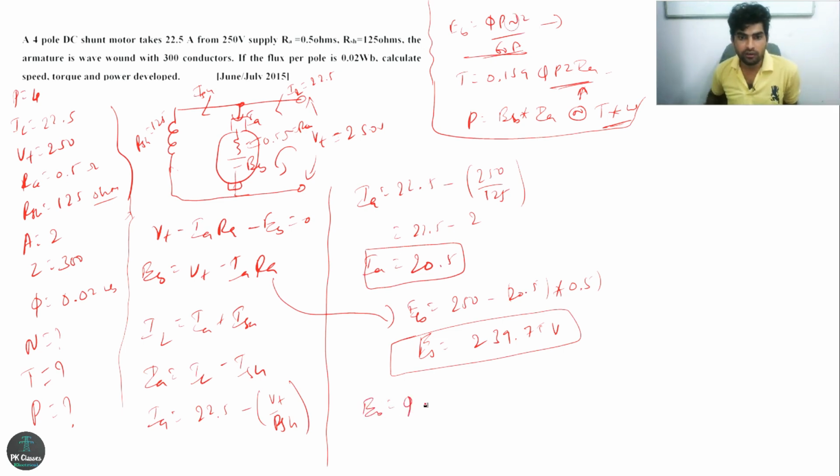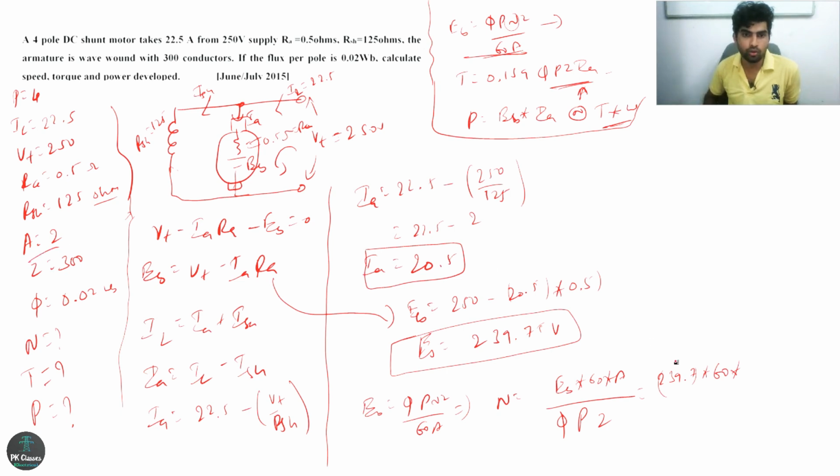EB is equal to PNZ by 60A. So N is equal to EB into 60 into A divided by PZ. Finally, you will get N is equal to 239.7 into 60 into A, which is 2, divided by flux 0.02. Number of poles are 4 and Z is 300 armature conductors. Finally, you will get N is equal to 1199 RPM. You can take 1200.